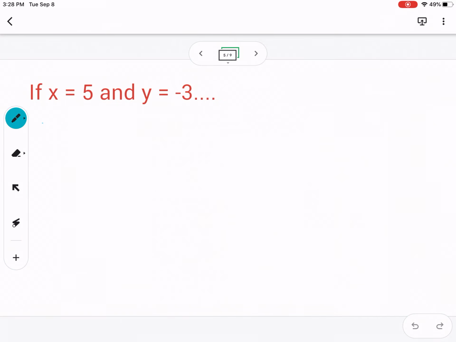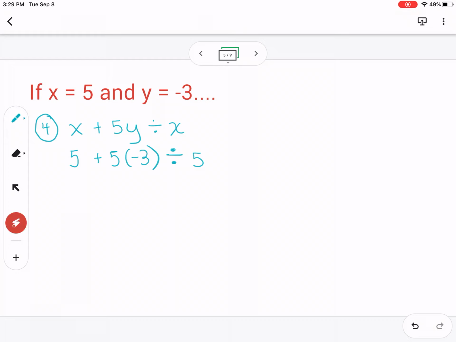All right, number 4. Same set of directions still. We're not changing the values yet. x plus 5y divided by x. I'm going to go and replace all the values. If you want to, pause the video right now and try it. So I replaced all of my values. I put parentheses around this negative 3 here to show that it was multiplication.